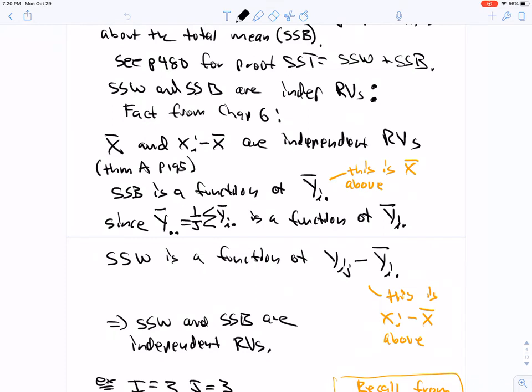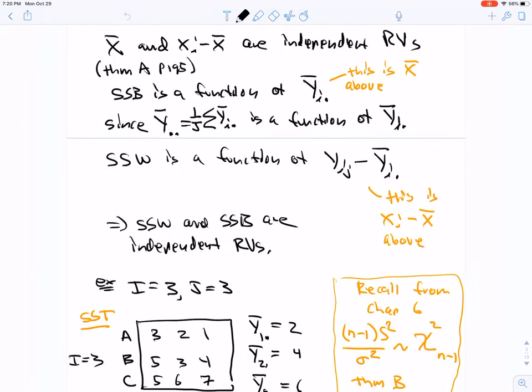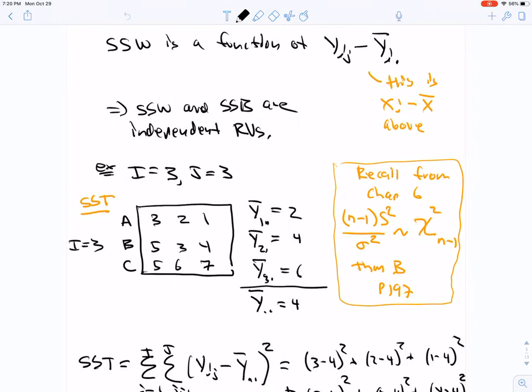So there you go. That shows that SSB and SSW are independent. So here's an example.